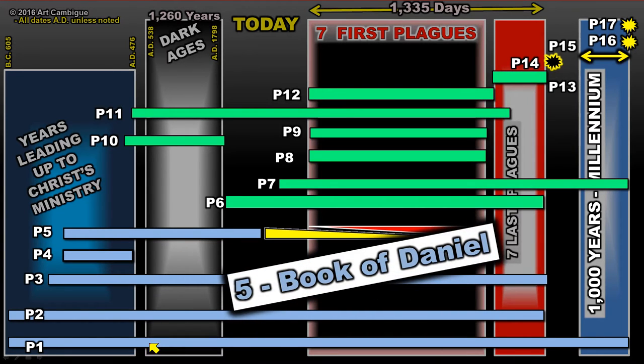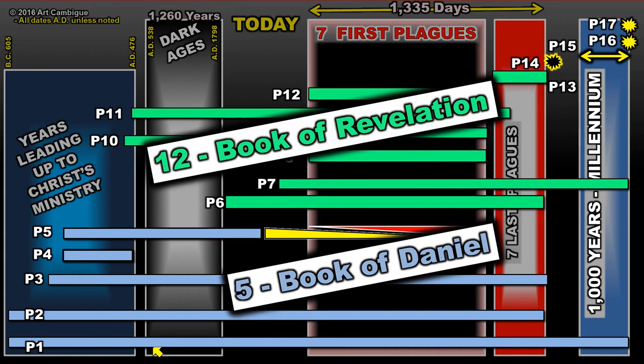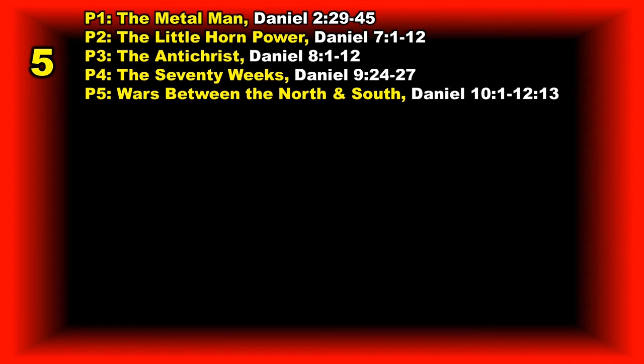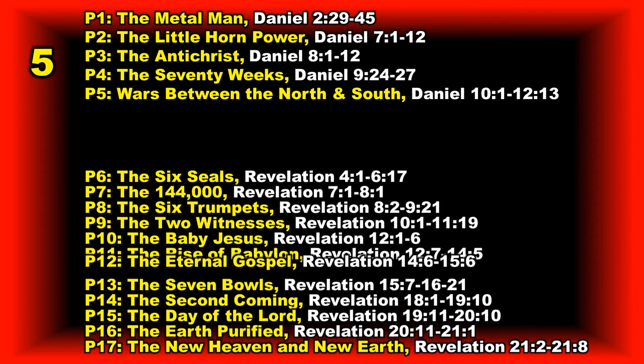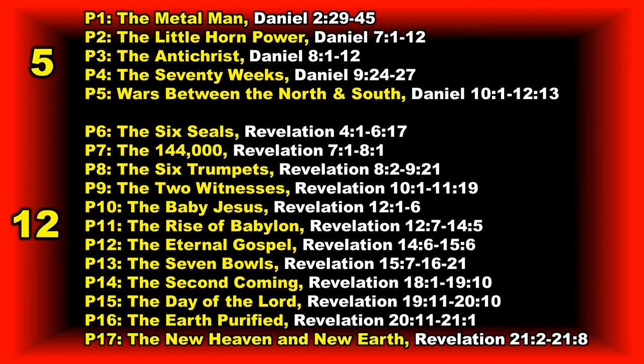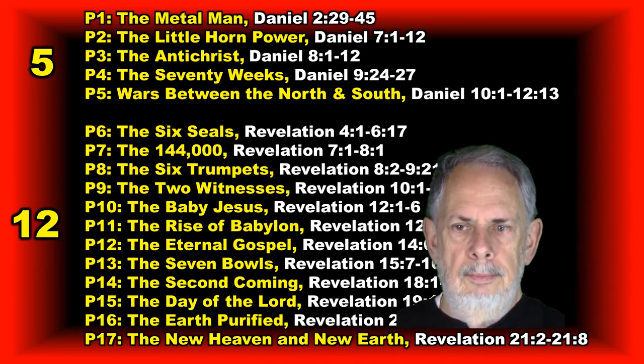Now, the first five prophecies come out of the book of Daniel, and the last 12 prophecies come out of the book of Revelation. And here you can see a listing of all the various prophecies, 5 in Daniel and 12 in the book of Revelation. So you could pause the video now if you wanted to, and you could copy down the various Bible references and go and study along with me as we go.